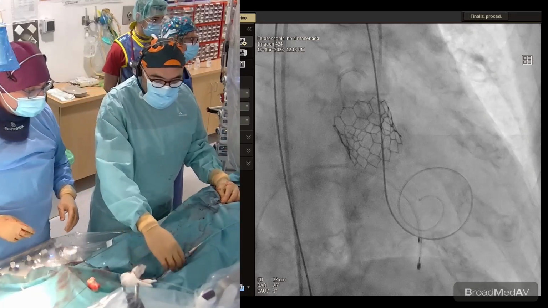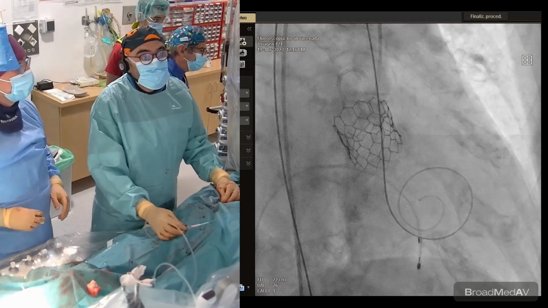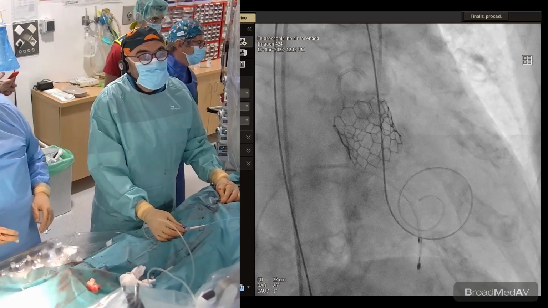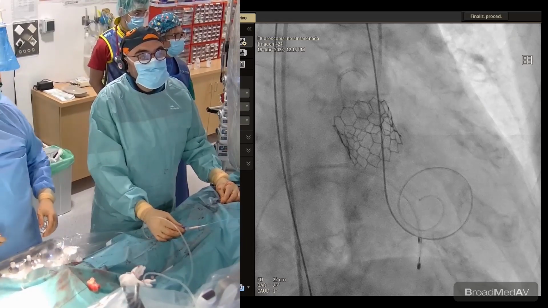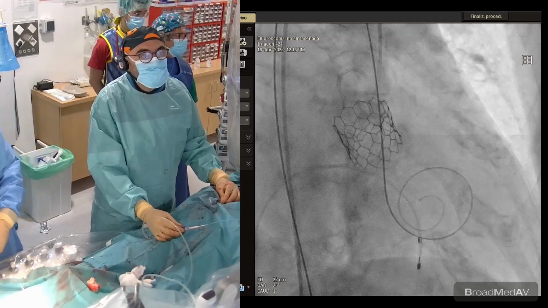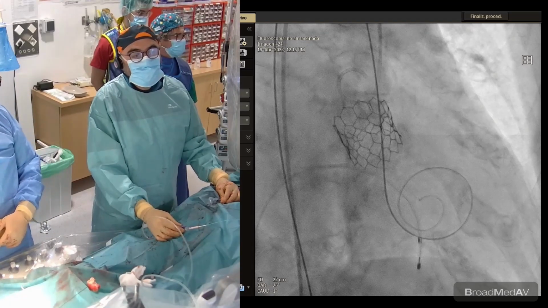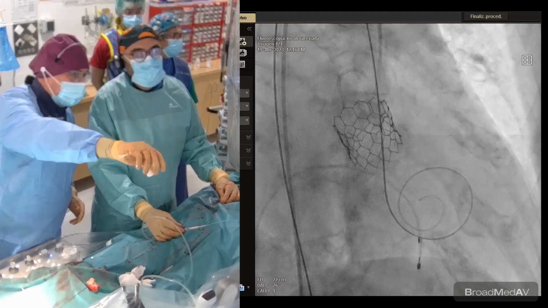We are going to do a zero because the pressure, I'm not sure it is. No, but the radial pressure by anesthetic is 90.